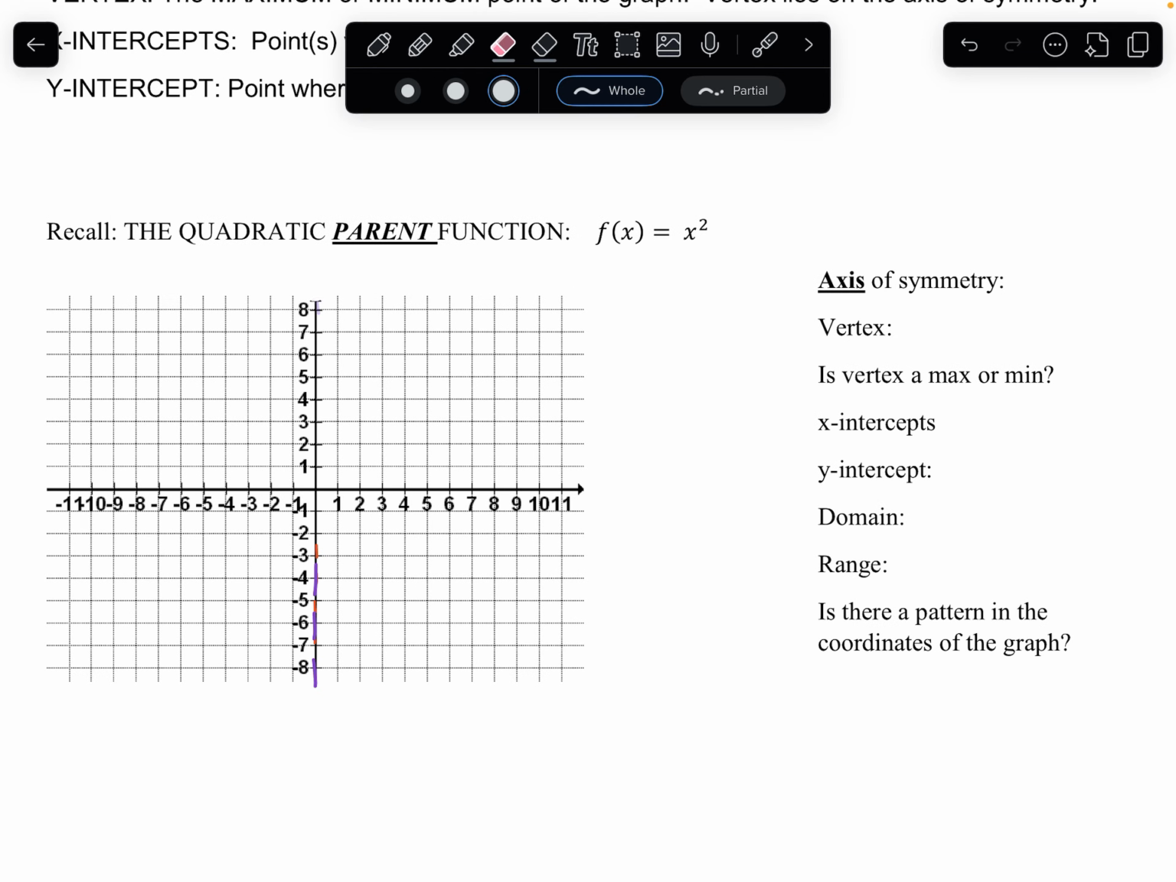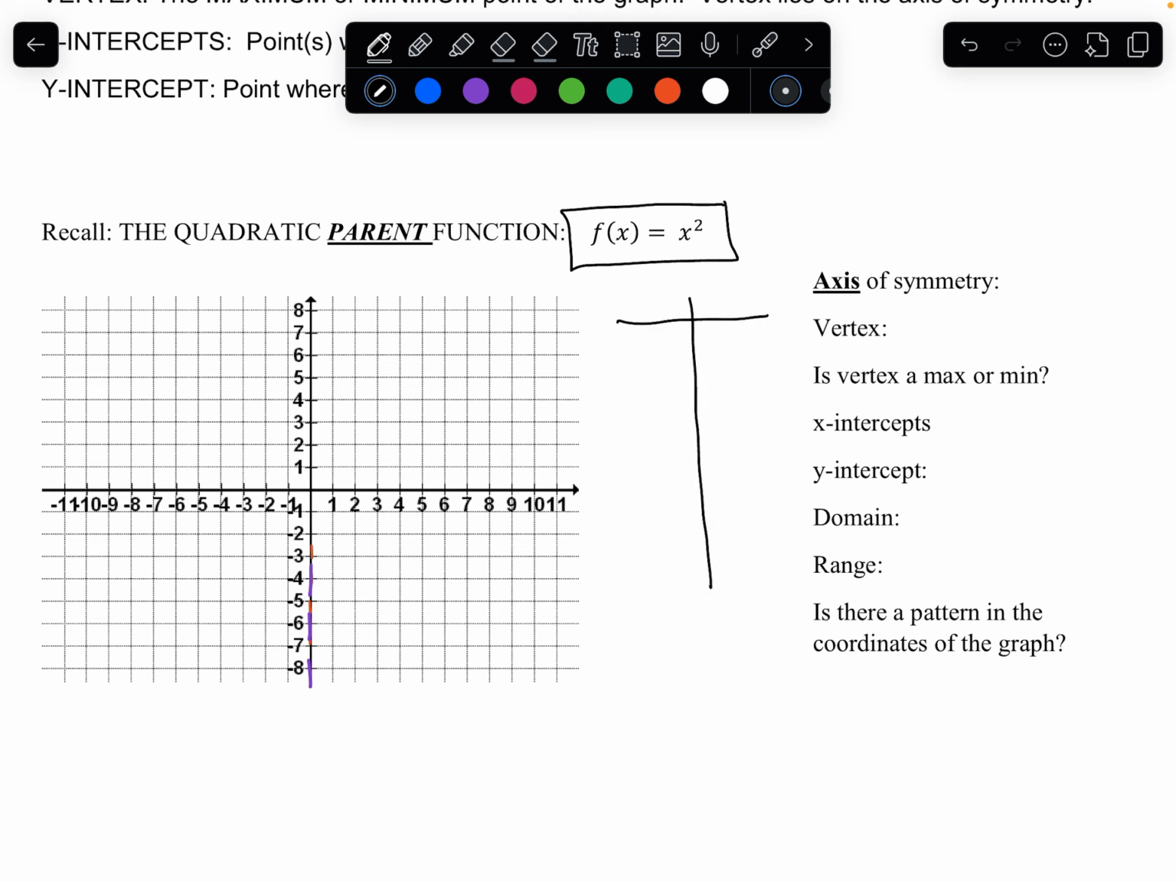So our parent function is f of x, also known as y, equals x squared. So here's x and y. We have -2, -1, 0, 1, 2. We square them, so we get 4, 1, 0, 1, 4. If you forgot, the reason that they are now positive is because a negative times a negative is a positive. We're going to graph these points: (-2, 4), (-1, 1), (0, 0), (1, 1), (2, 4). And then I'm going to connect these points.